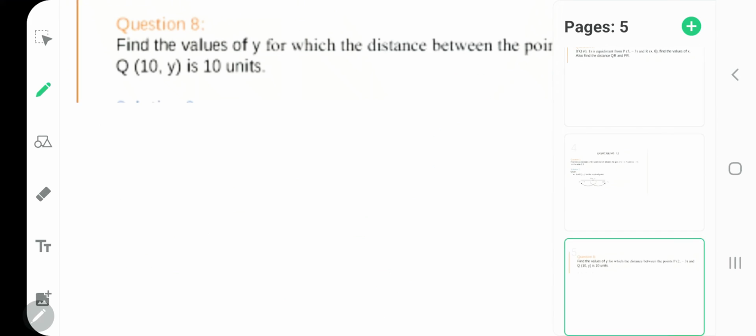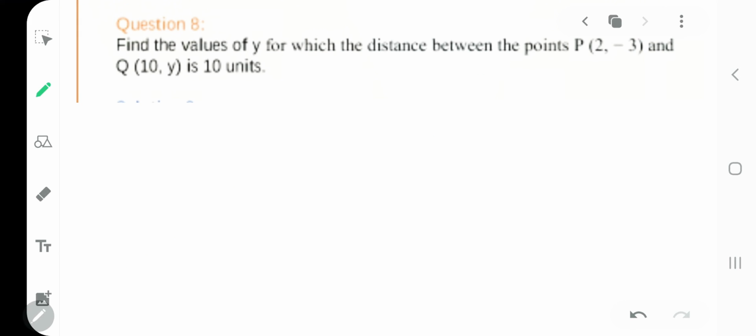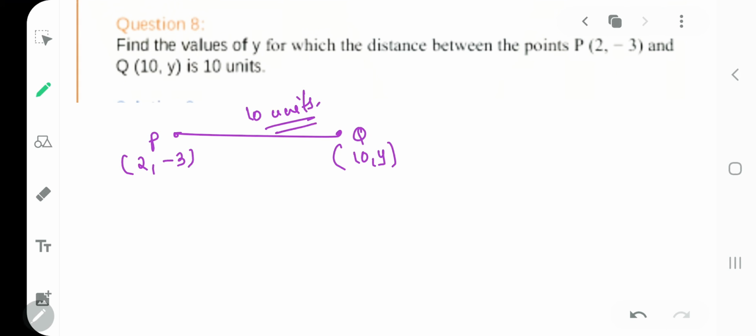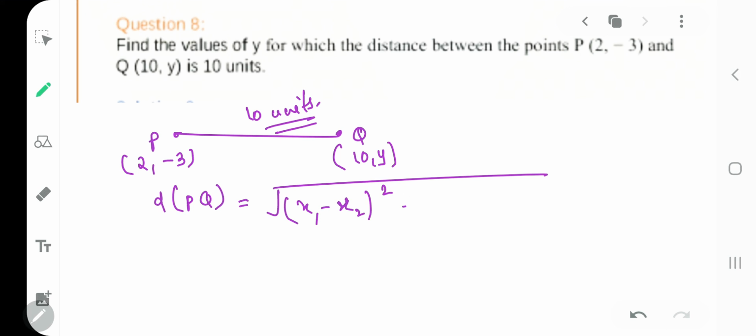That is your problem number 8, which says find the value of y for which the distance between P and Q is 10 units. So P is given to you as (2, -3), and Q is given to you as (10, y), and the distance between them is given to you as 10 units. Yes or no? Yes. The formula will be the same, that is distance of PQ is equal to under root, (x1 minus x2) the whole square plus (y1 minus y2) the whole square. Yes, my dear kids.